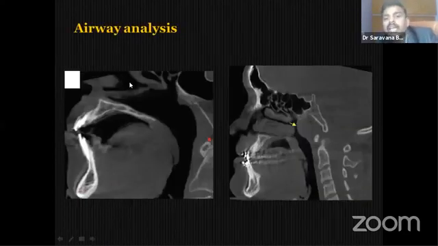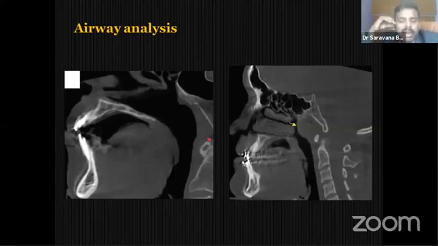Okay, and airway analysis is very, very important in orthodontia in the growing period. An airway analysis tool is there in all the software. We can do a highly accurate airway analysis, and most of the time sleep apnea can also be identified from the CBCT data.